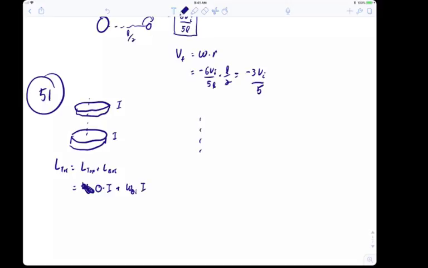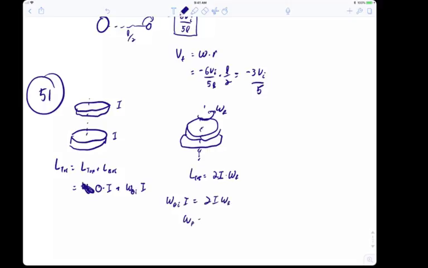And so after, when they're attached together and they're rotating with the same angular velocity, L total is equal to twice the moment of inertia times omega F. So omega zero I is equal to 2I omega F. So omega F is equal to omega zero over 2.